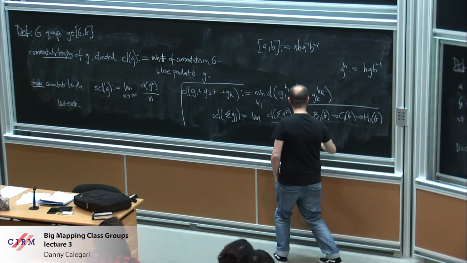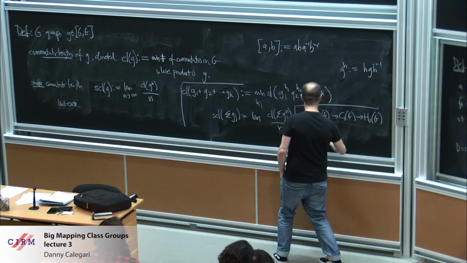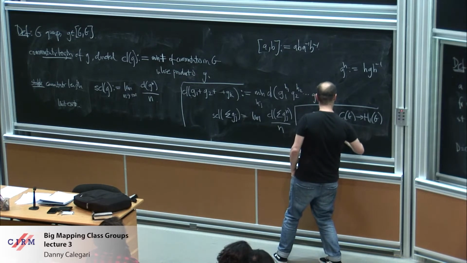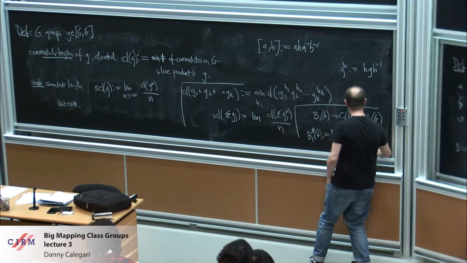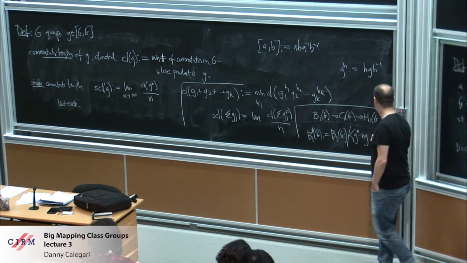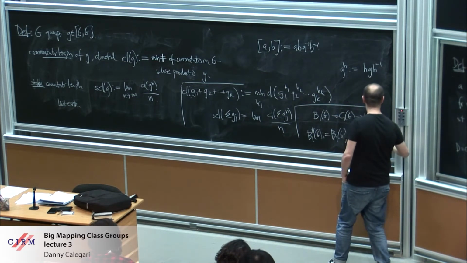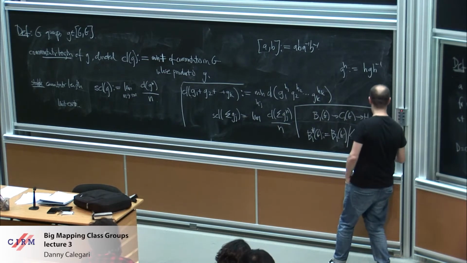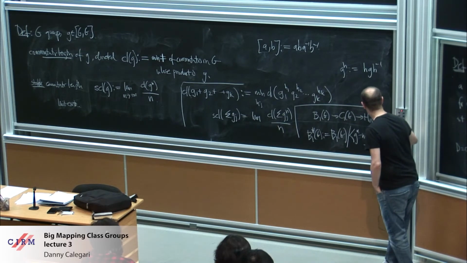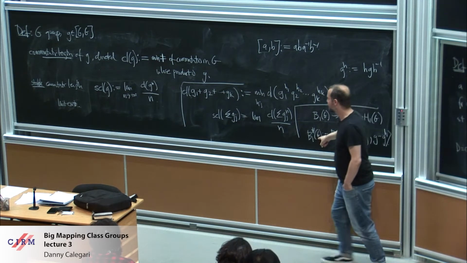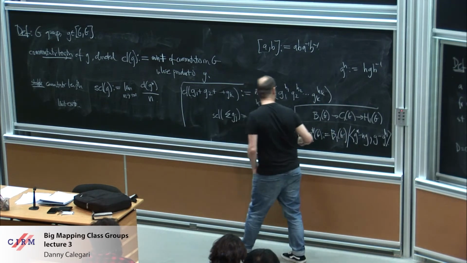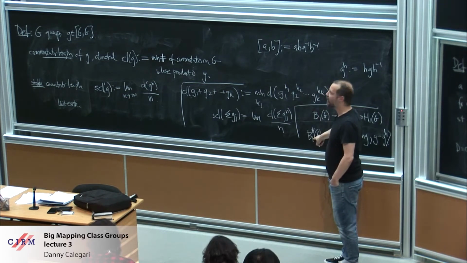So I'm going to define B1 capital H of G to be just the quotient, where I quotient out by, I say that G to the N is equal to N times G, and I say that G is equal to any conjugate. That's an H, not an N. And this is a real vector space, and SCL becomes a nice, not quite a norm, but a pseudo-norm on this vector space.